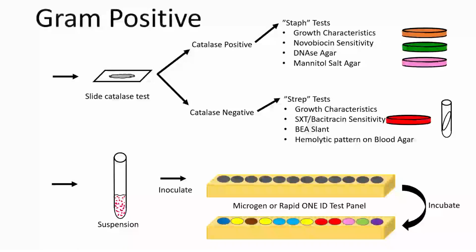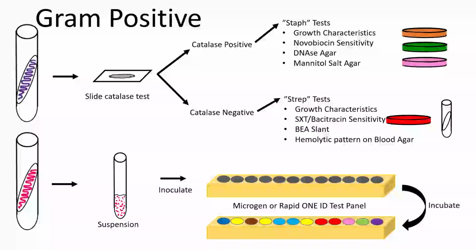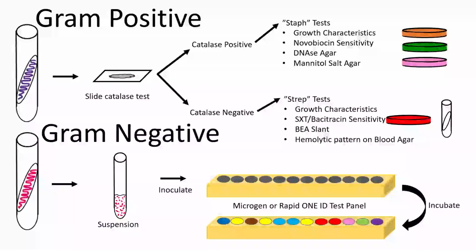So next week we will be taking our unknowns and doing our tests on them. If you had a gram-positive slant, you're going to start out the day doing a catalase test. If you have a gram-negative slant, you're just going to go straight into the Microgen test. So you'll suspend it in your liquid, and then you will pipette it into the wells, put the appropriate oil in the appropriate wells, and then you'll be good to go.